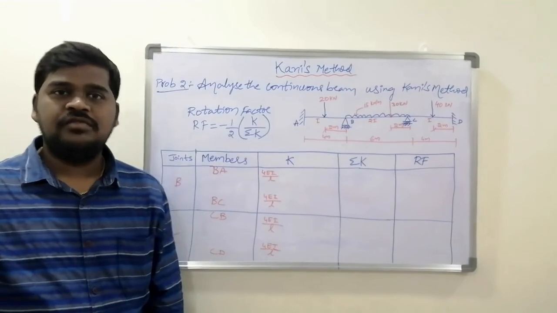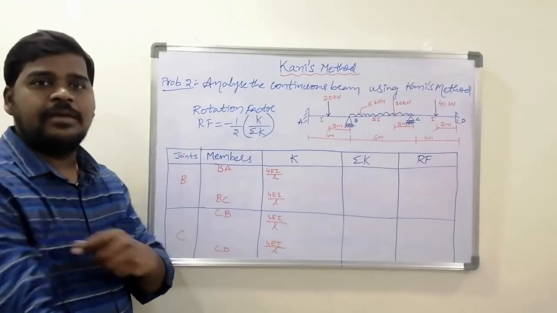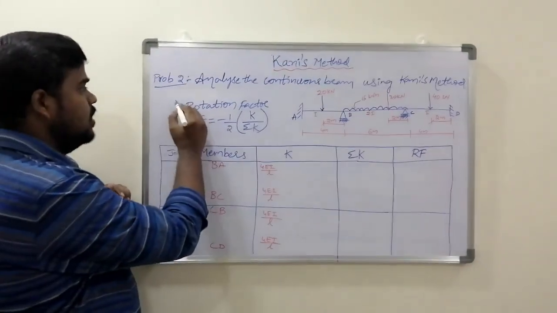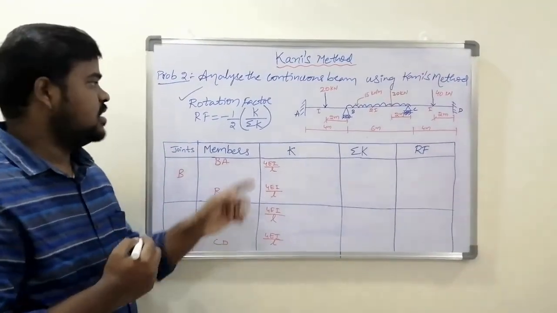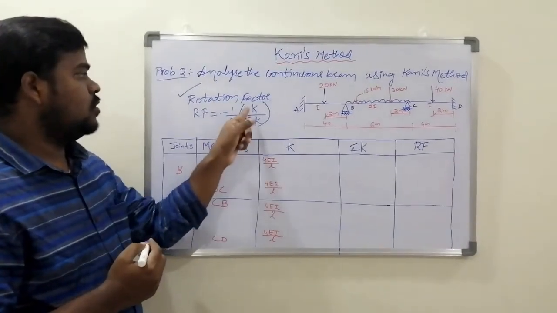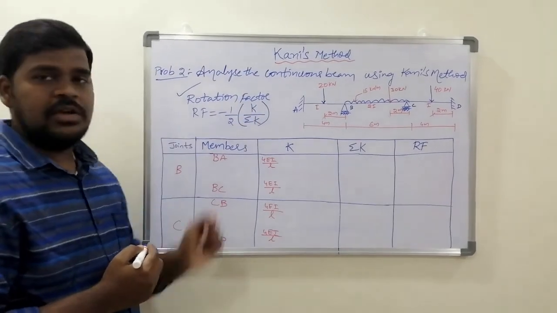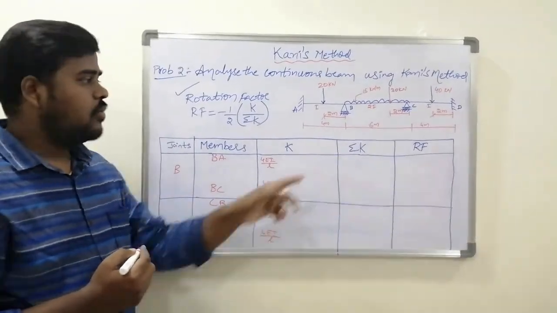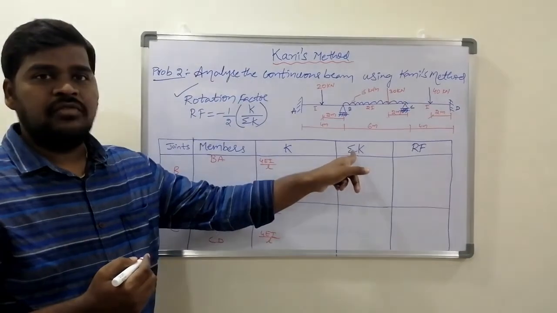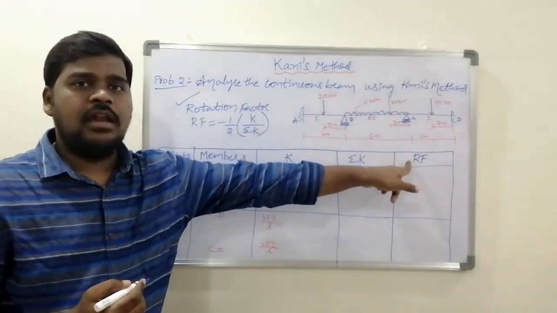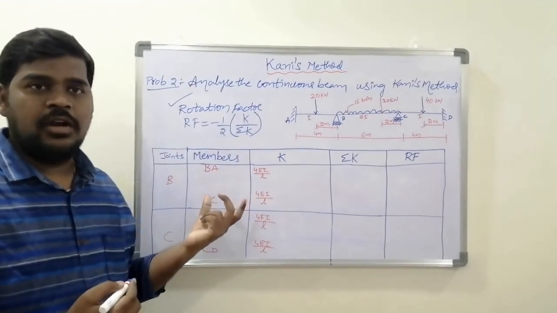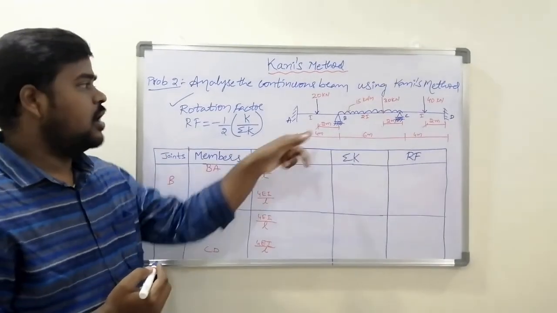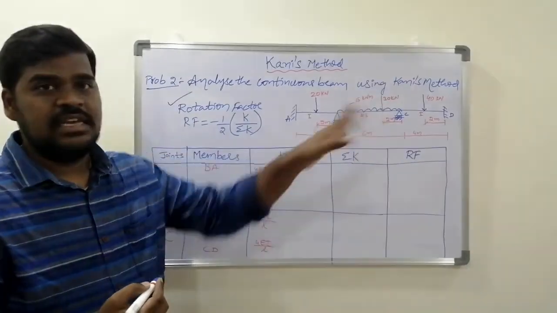After the completion of step 1, we have step 2, that is finding the rotation factor. What is rotation factor? It is nothing but minus 1 by 2 into K by summation of K. How we get K and summation of K, and how we write the rotation factor, will be the second step, which is most important. Why am I telling you that it is important? It is based on moment of inertia.